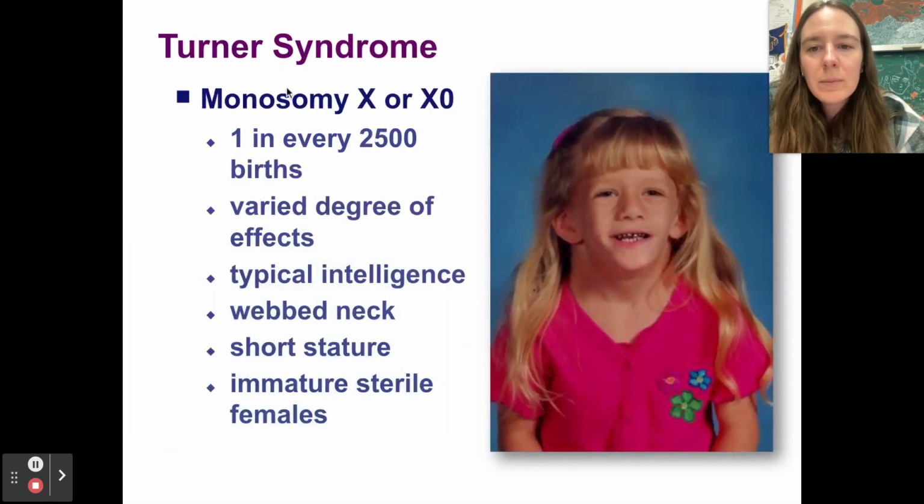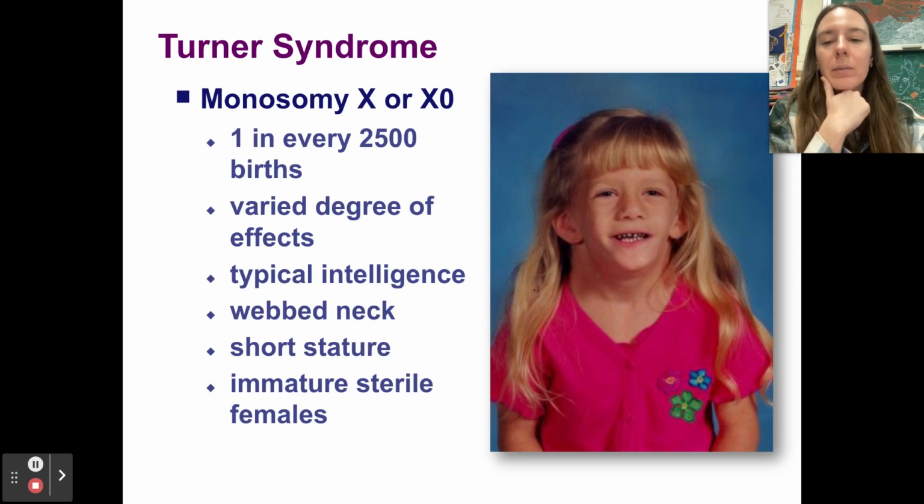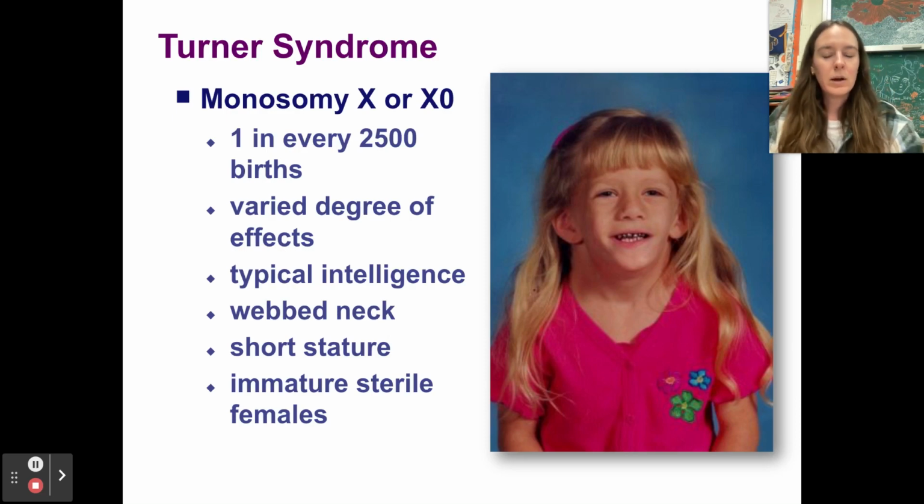Okay, Turner syndrome is monosomy X or X0, so only 1 X chromosome. This is the statistics of it. Varied degree of effects, so there's not just one typical outcome here, but typical intelligence, webbed neck, short stature, and immature sterile females, so cannot produce offspring.